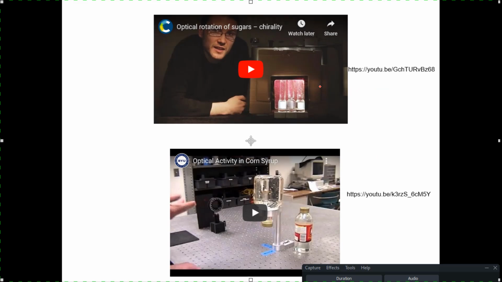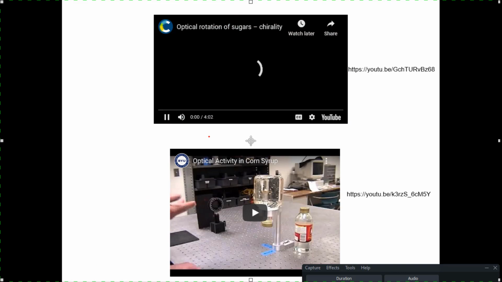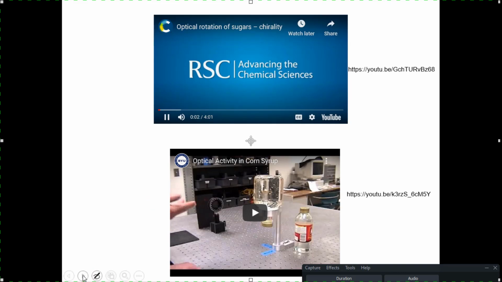There's another demonstration here to show you that sugars, including the Karo syrup, are all molecules that are not superimposable on their mirror image. They're all chiral molecules. You can watch these two videos where it will show you how we could determine that by using plane polarized light. You can go ahead and watch those at your leisure. One uses a laser, actually, which is kind of a cool demonstration. But we are not going to watch them right at this moment.